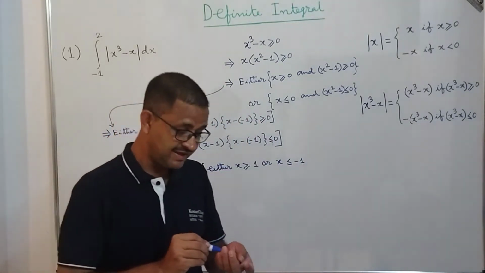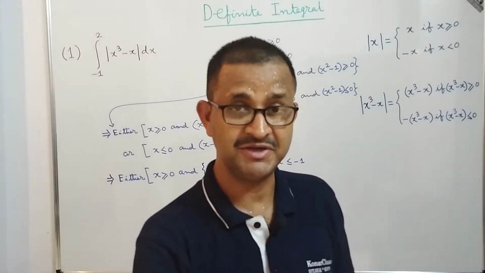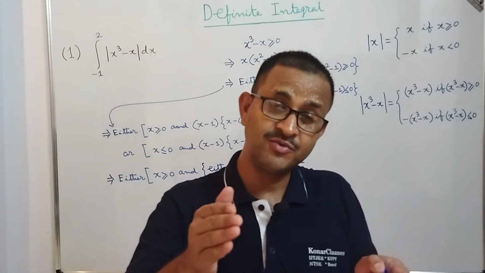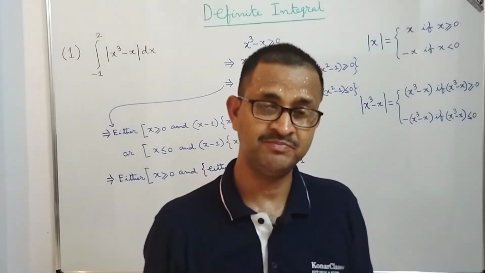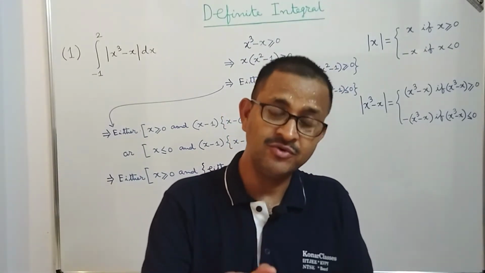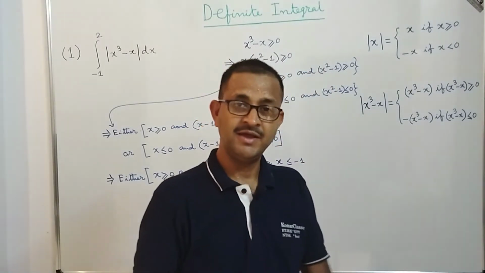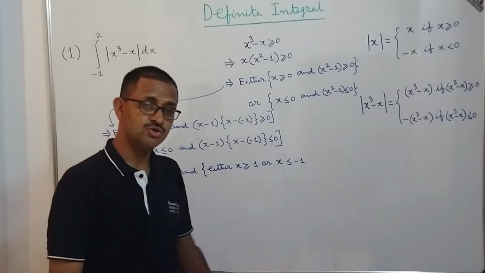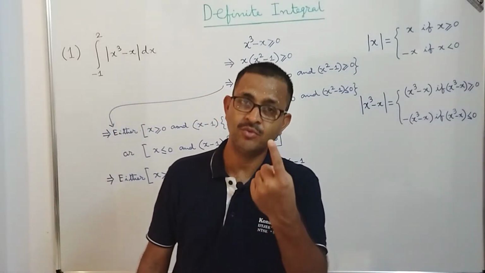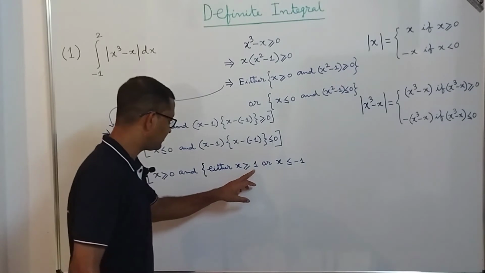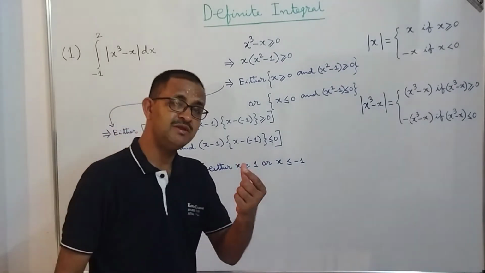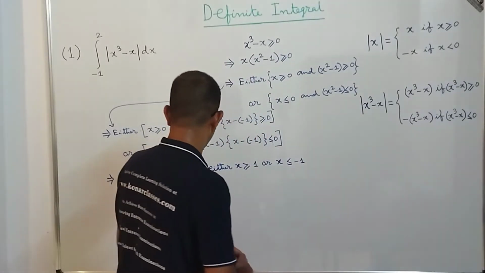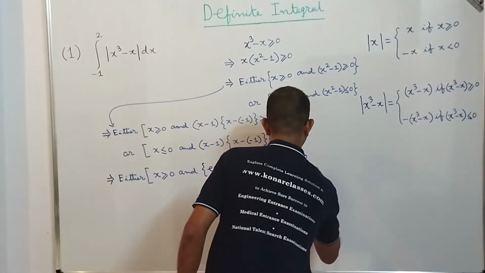Always remember, (x minus alpha)(x minus beta) greater than or equal to 0 means either x is greater than or equal to the maximum between alpha and beta, or x is less than or equal to the minimum between alpha and beta. And what are alpha and beta here? 1 and minus 1 respectively. So what is the maximum between 1 and minus 1? 1. So either x is greater than or equal to 1, or, the minimum between 1 and minus 1 being minus 1, x is less than or equal to minus 1. Correct? So that you can write.